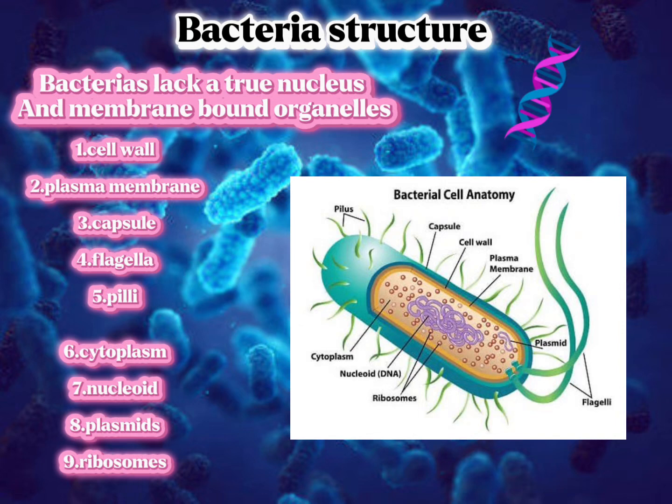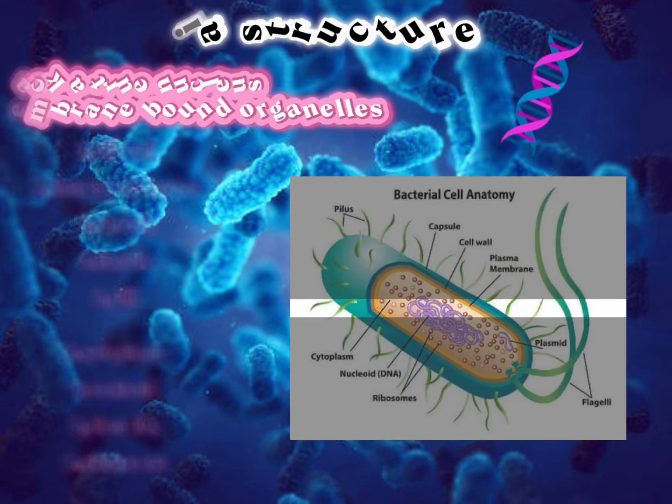Number 6 is the cytoplasm. It contains enzymes, nutrients, and ribosomes. Then number 7 is the nucleoid. It is a region containing the bacterial DNA. Next we have the plasmids. It is small circular DNA molecules that carry extra genes such as antibiotic resistant genes. And lastly is the ribosomes, and they are responsible for protein synthesis.